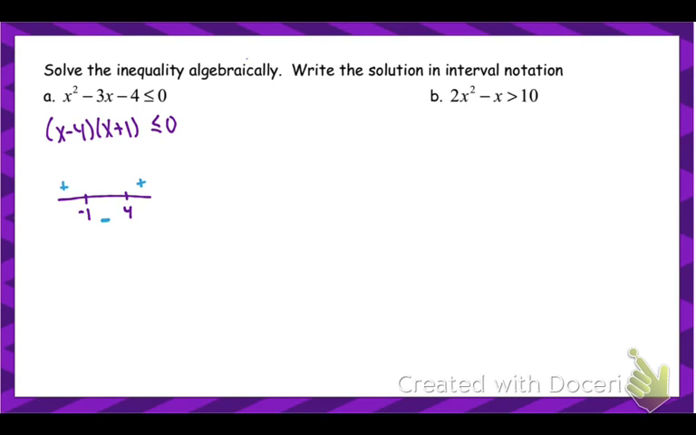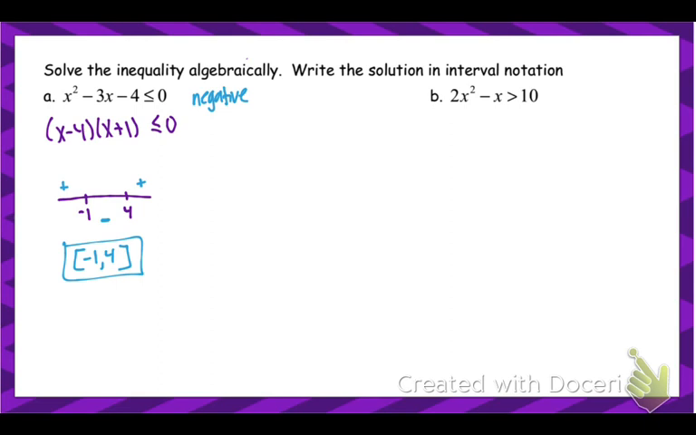The original question wanted to know, when is this inequality less than or equal to 0? Less than or equal to 0 means it's negative. So we're trying to figure out, where is this graph negative? Well, that graph is negative in this region right here. So we're going to write our final answer in interval notation. So from -1 to 4. Because it's or equal to, we're going to use brackets.